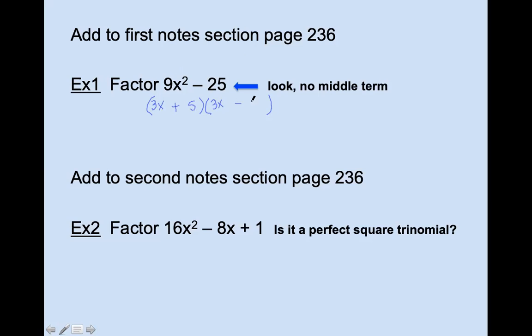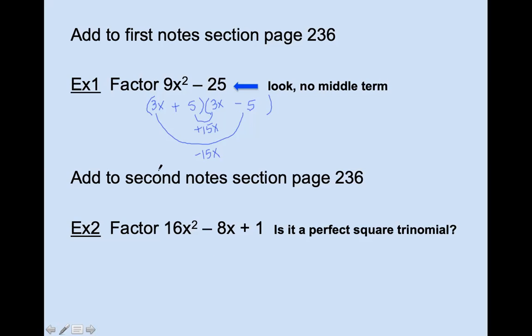5 times 5. Again, the reason there's no middle term is because when you do your inside, you'd have a positive 15x. When you multiply your outside terms, you'd have a negative 15x. When I add 15x to negative 15x, I get 0. So there's no middle term. All right, please add this second example to the notes, the second note section on page 236.